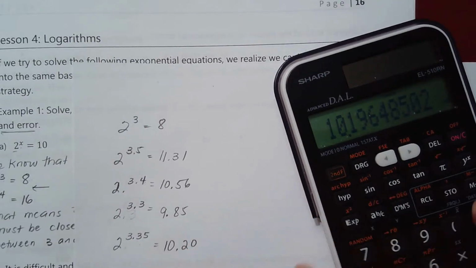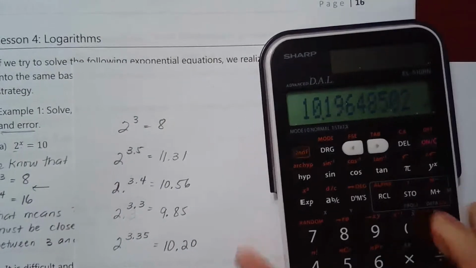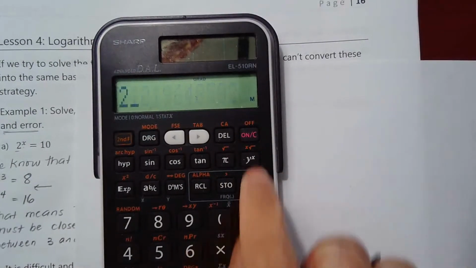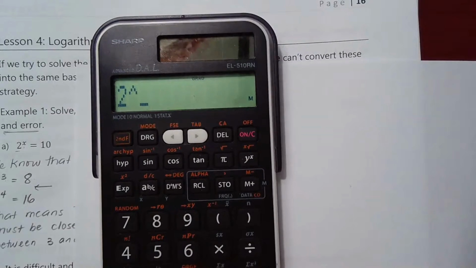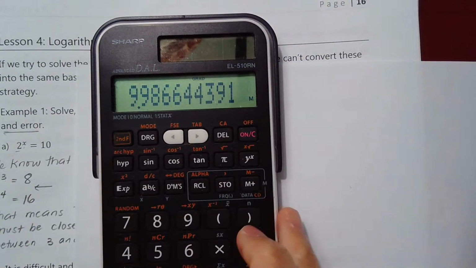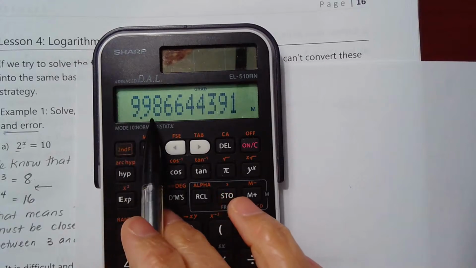10.196 to 10.20. Let's see here. 2 to the 3.5... So we're going to go 3.2. 2 to the exponent 3.32. Oh, it's going to be super close, right? 9.99.